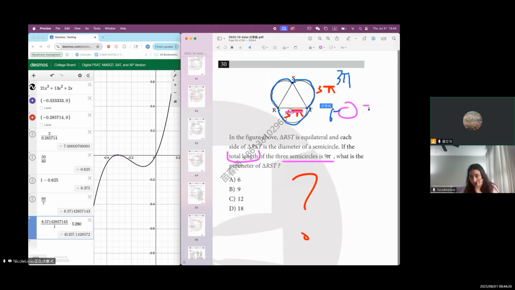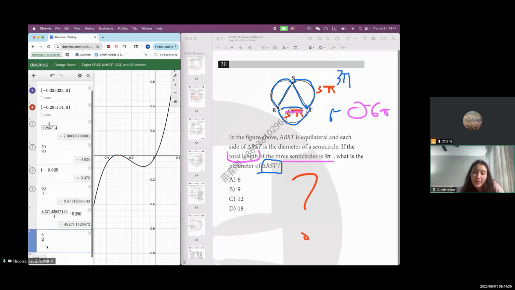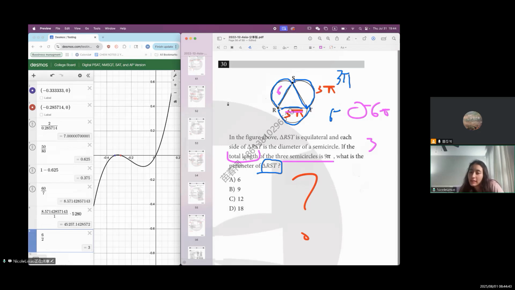Also, they want the perimeter of RST, which means you need this, right? That's okay, right? Because I do 6 pi divided by 2 pi, I get the radius is 3. So then I have 18. So it's D. Yeah.